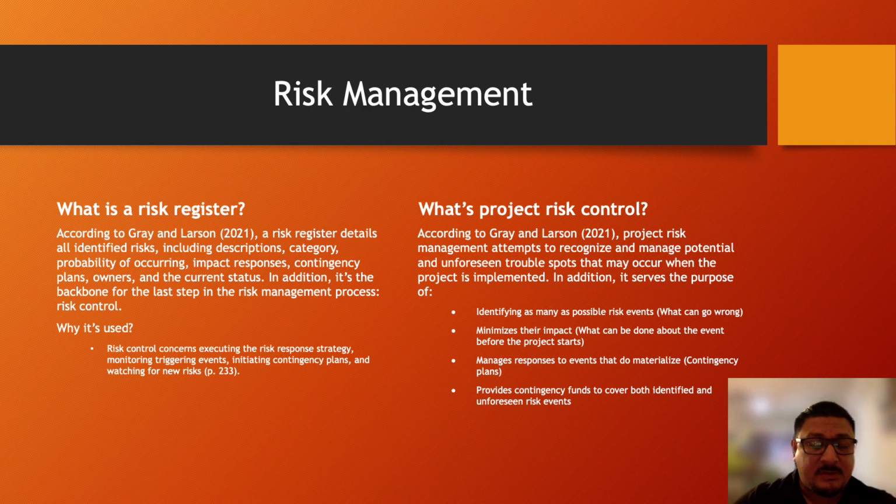So, what is risk control? Risk control concerns executing the risk response strategy, monitoring triggering events, initiating contingency plans, and watching for new risks. Now, what's project risk control? According to the authors of our course book, Gray and Larson 2021, project risk management attempts to recognize and manage potential and unforeseen trouble spots that may occur when the project is implemented.